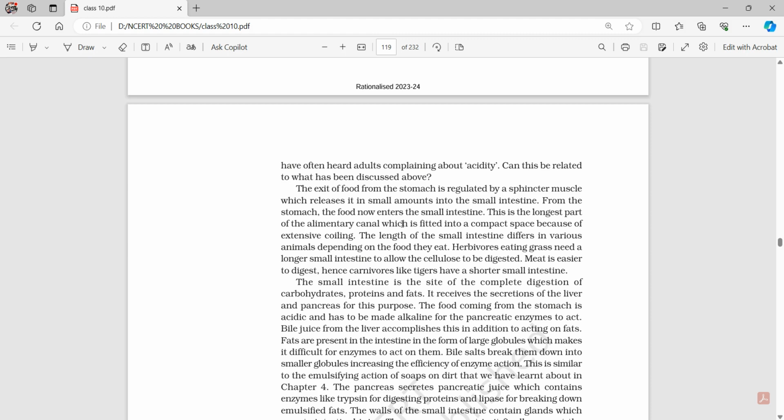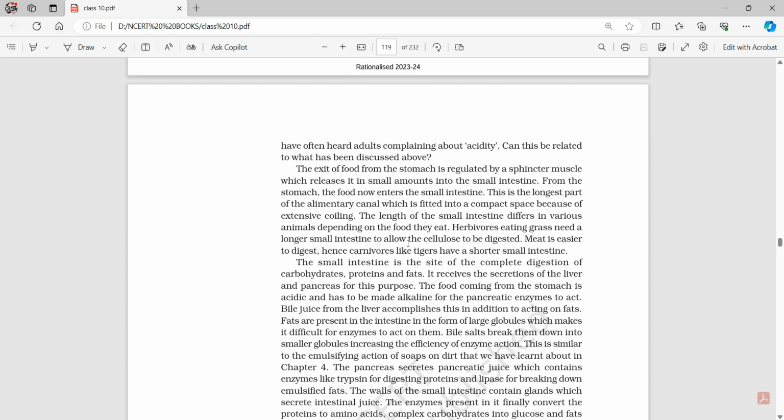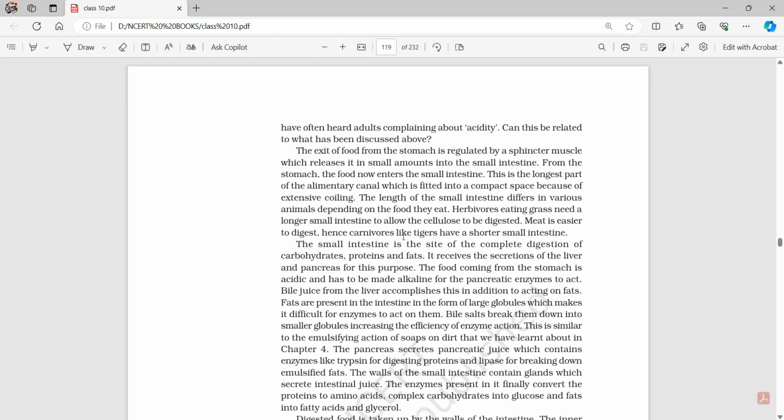This is the longest part of the alimentary canal, which is fitted into a compact space because of the extensive coiling. The length of the small intestine differs in various animals depending on the food they eat. Herbivores eating grass need a longer small intestine to allow the cellulose to be digested.